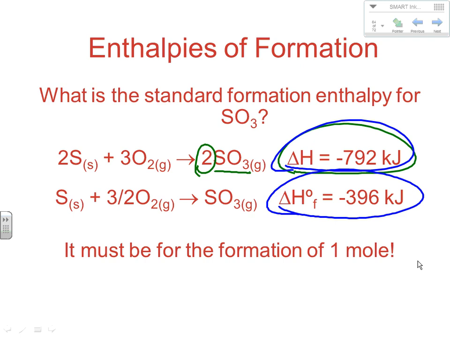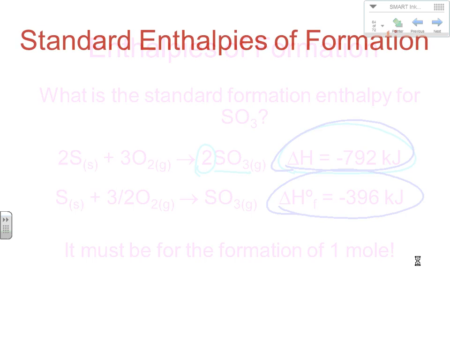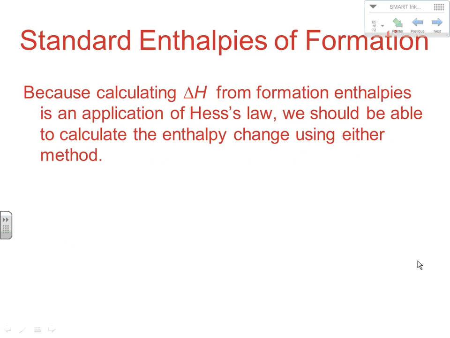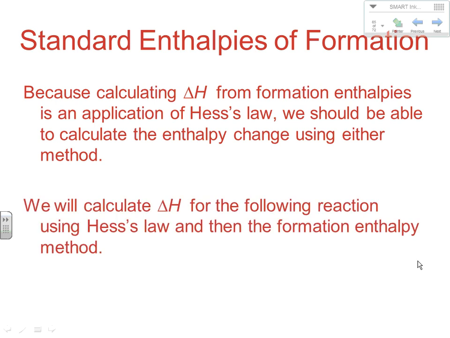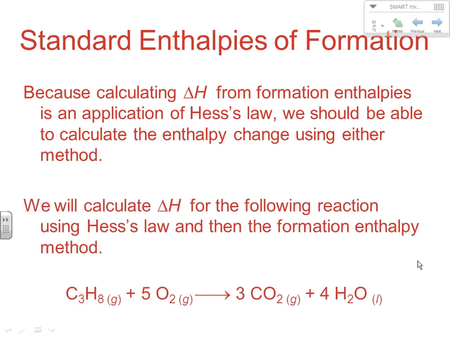These are standard formation enthalpies. They're molar formation enthalpies. It's the energy involved in forming 1 mole from its constituent elements in their standard states. Now, because calculating delta H from formation enthalpies is an application of Hess's law, we should be able to calculate the energy using either method, and we should, in essence, get the exact same thing in either case. So these are 2 different ways of doing the exact same thing.